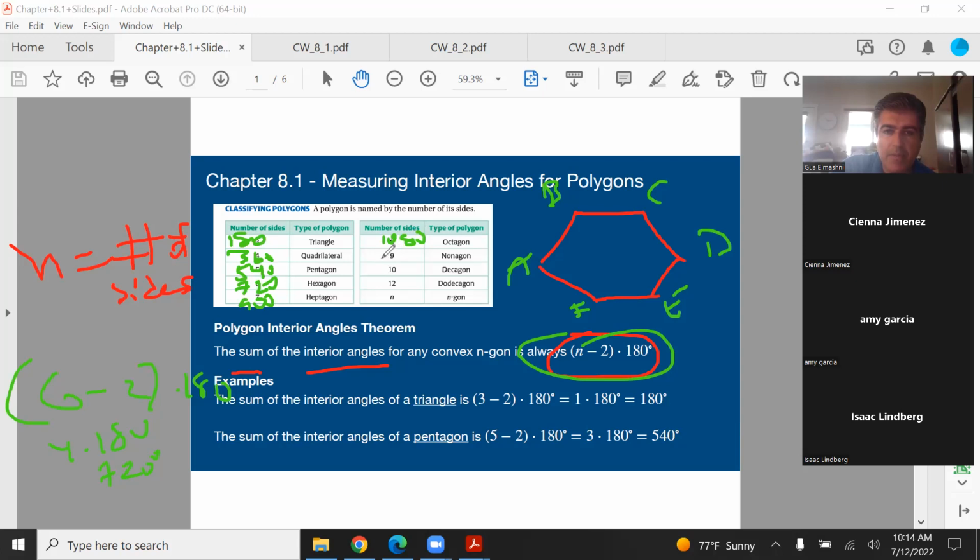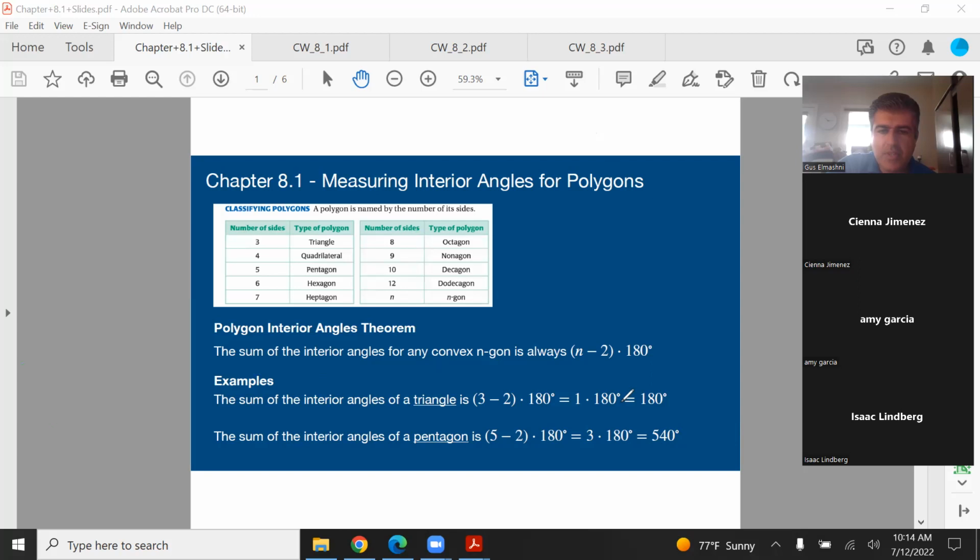If you did the next one, did I lose count? I think it's 1160. No, 1260. Let's double check. Yeah, 1260 is a nonagon. And a decagon's 1440. So anyway, you can see some examples there, right? Not that hard.